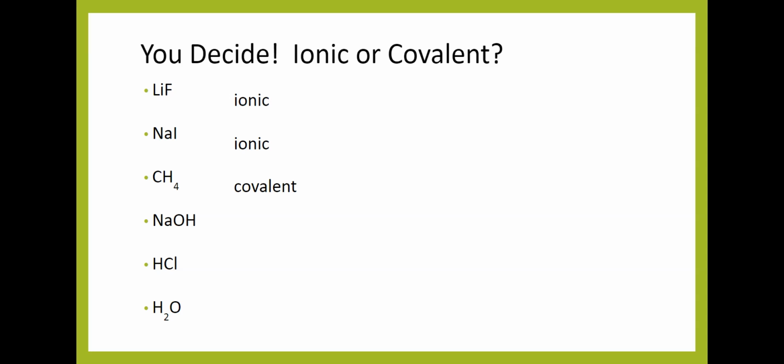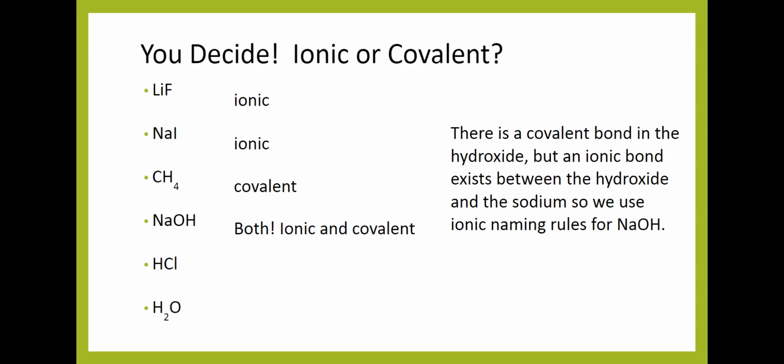Okay, the next one, sodium hydroxide. So this one's actually a little bit tricky, and it's both ionic and covalent, okay, because we have metals and we have nonmetals. Well, between the sodium and the hydroxide, we have an ionic bond, but between the O and the H of the hydroxide, that's actually a covalent bond in there. But overall, we tend to think about it with ionic naming rules because it does have that present.